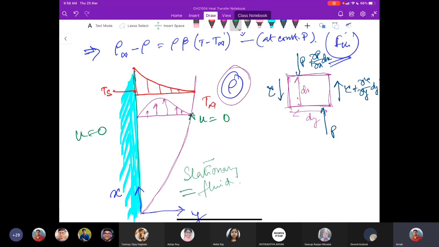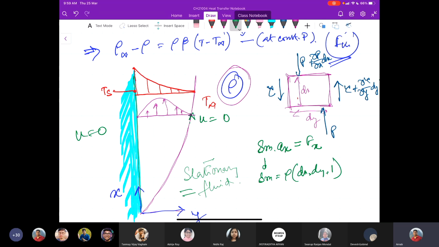Okay, and now if we consider this differential elemental volume for analysis, and balance the force acting on this element by Newton's second law, that is, its mass times the acceleration in the x direction equals the total force in the x direction, where delta m is nothing but rho into dx dy, and, say, the unit depth in the other direction. This is the mass of the fluid element within the control volume.